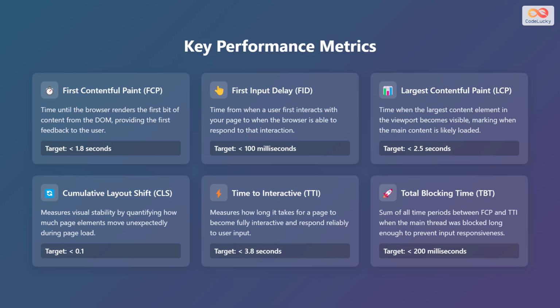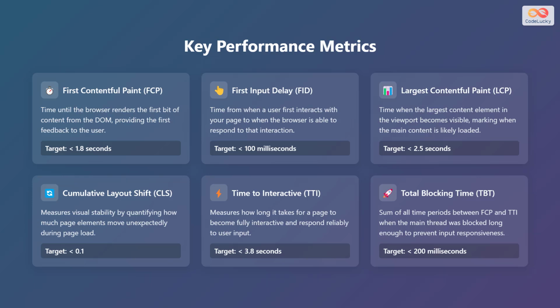Next, First Input Delay or FID, which measures the time from when a user first interacts with your page to when the browser is able to respond to that interaction. Aim for an FID of less than 100 milliseconds. Largest Contentful Paint or LCP measures the time when the largest content element in the viewport becomes visible, marking when the main content is likely loaded. Try to keep LCP under 2.5 seconds.